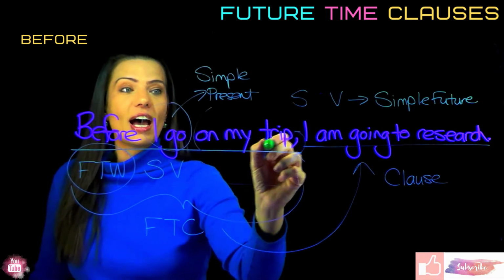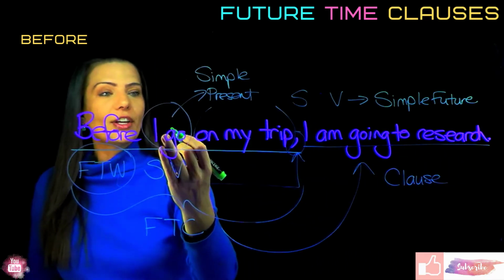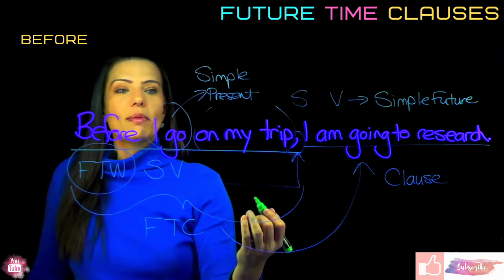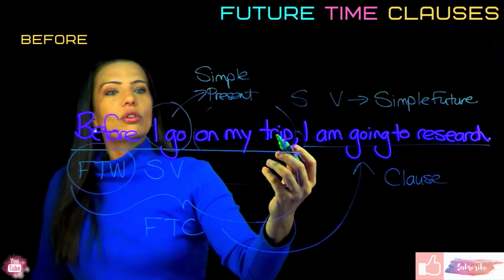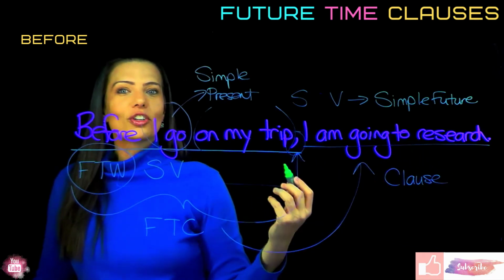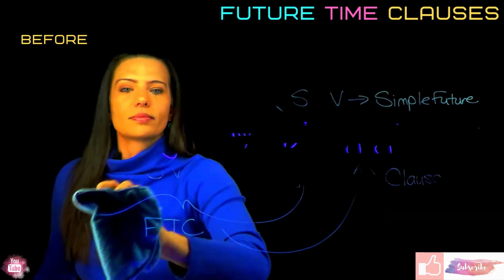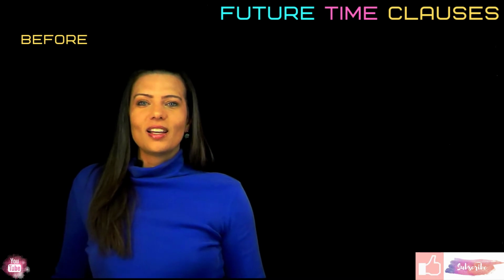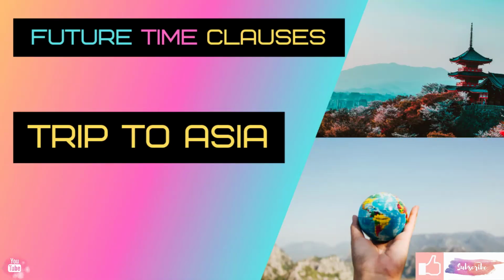We could also have that. Before I go, I am going to research. Or before I go on my trip. This is a prepositional phrase that is describing what type of going is occurring. So here, before I go on my trip, I am going to research. We have a full, correct, and accurate future time clause. So imagine that you are going on a trip to Asia in the future.